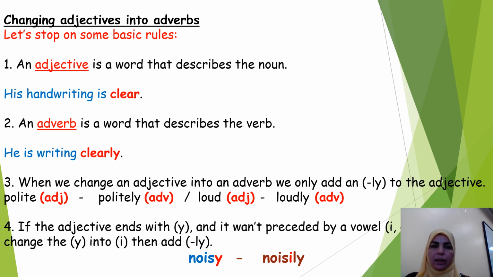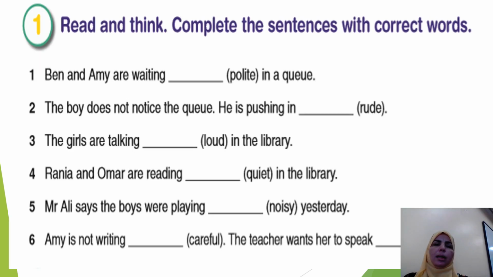Okay, my students, now open your book, page 60. We will apply this rule in the book exercises. Exercise 1, read and think. Complete the sentences with the correct words. I will read the sentences for you and you will try to complete them with the correct words.